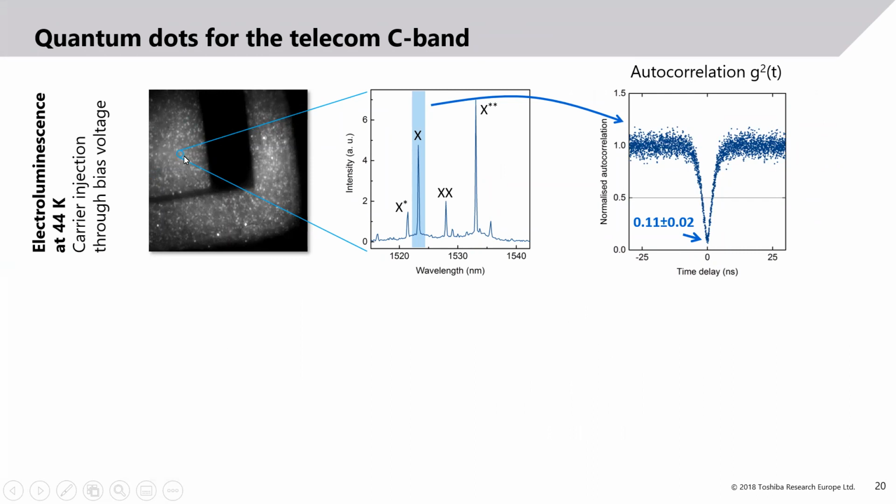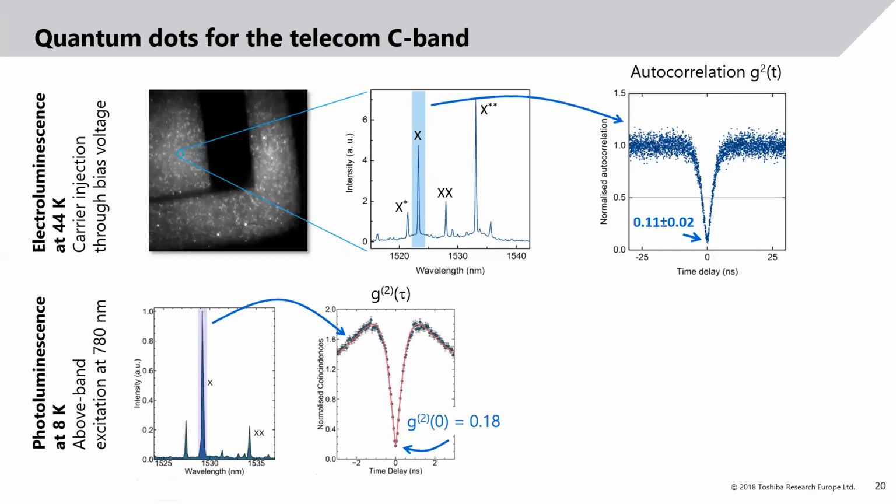Now, if we focus with our confocal microscope on one of these spots, you can see these sharp lines that correspond to different charge combinations in our quantum dot. So you can identify the exciton and the biexciton, for example, and filter out that light. And we can see that this is really a true single photon source by doing a Hanbury Brown and Twiss measurement, where the probability of finding two photons emitted at the same time is just 11%.